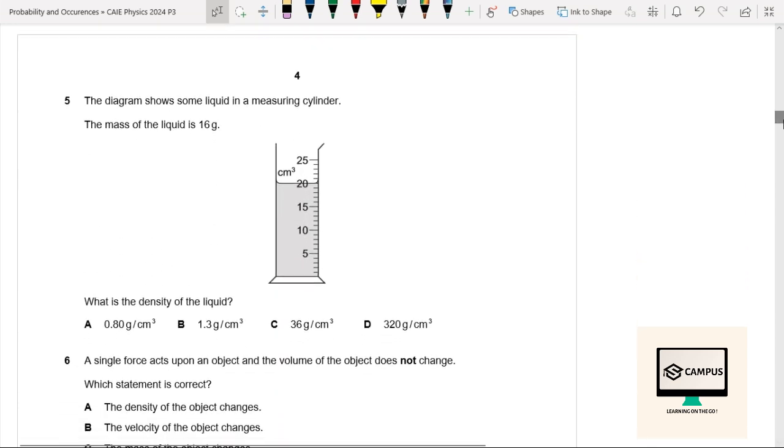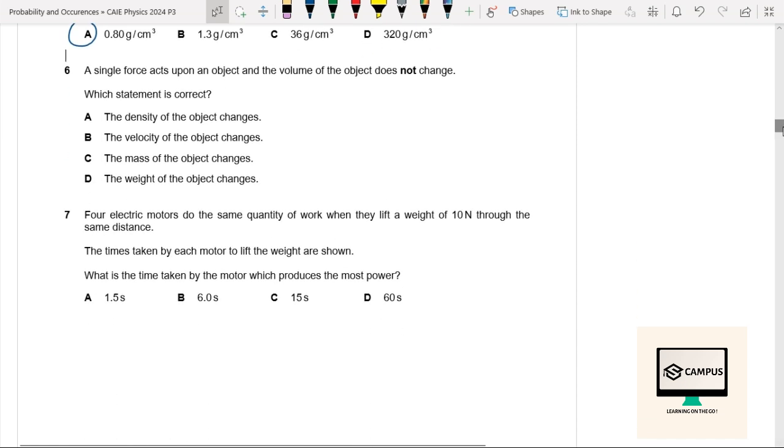The diagram shows some liquid in a measuring cylinder. The mass of the liquid is 16 grams. What is the density? Density has a straightforward formula, mass per volume. We've been given the mass as 16 grams. The volume can be carefully seen here to be 20 centimeter cube. We don't need to convert it into meter cube because the answers are in centimeter cube. So density is equal to 16 divided by 20. That gives us 0.8 gram per centimeter cube. Option number A.